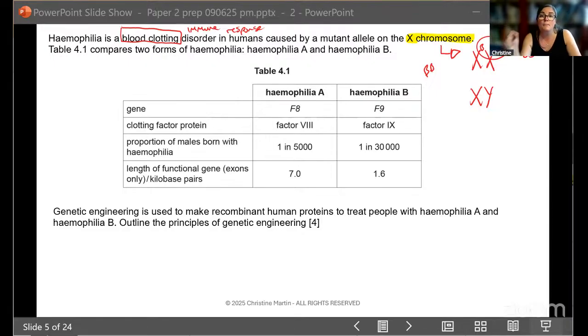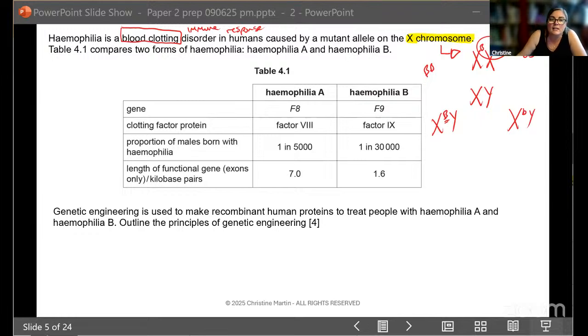Whereas if you are male and it's found on the X chromosome, you only require one. So you can either be dominant, so you've got that allele which codes for the dominant trait, or you've got the lowercase one. Now, this isn't what this question is actually asking about.